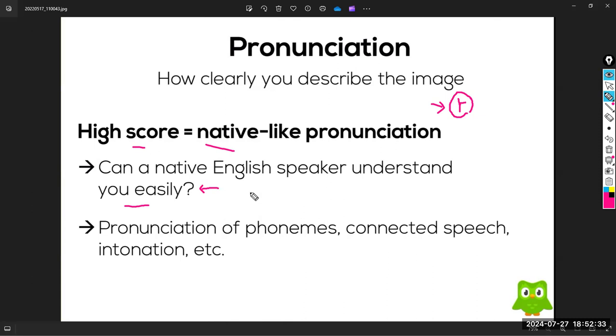Is the listener, or can the listener understand me? Or maybe I'm really fast in talking. I don't say or pronounce a certain word or phrase correctly or something like that. Don't forget that phonemes are really important. Connected speech, the use of conjunctions and the correct use of them. Intonation is really important. The meaning of intonation: your tone is up and down.